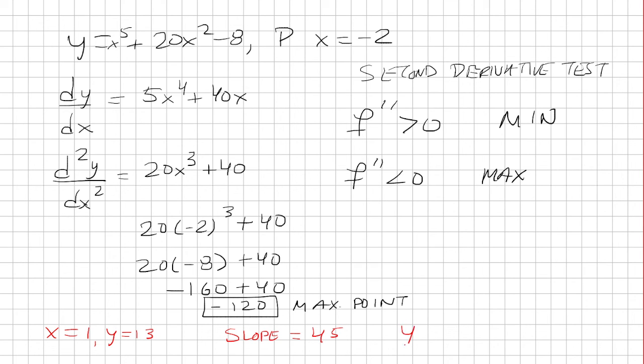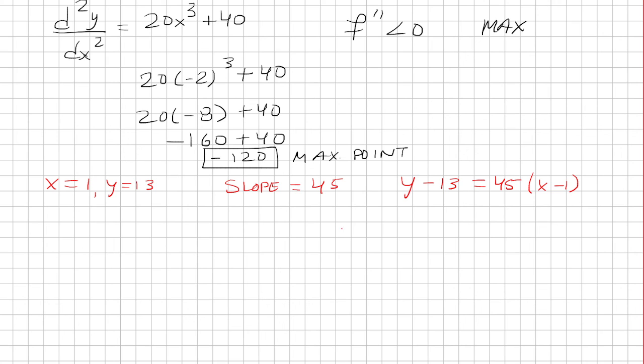And so from there, we just do the point slope form, which is y minus 13 equals 45 times x minus 1. Here we'll simplify: 45x, and then we have 45 times -1 is -45, plus 13 will give me -32. And so my tangent line is y equals 45x minus 32.